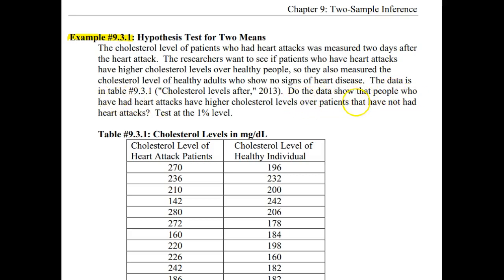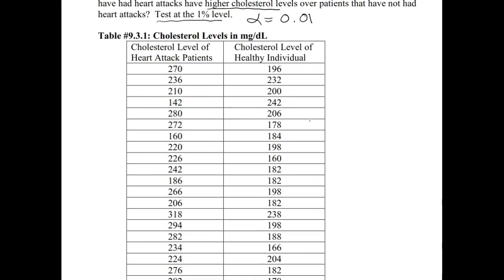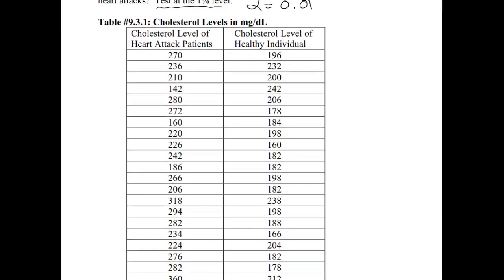So do the data show that people who have had heart attacks have higher cholesterol levels than patients that have not had heart attacks? And we're told to test at the 1% level. So that gives us an alpha value of 0.01. All right, so the first thing we would do is upload these two lists of data to StatCrunch, or input those two data sets into our calculator, list 1 and list 2, or use StatCrunch.